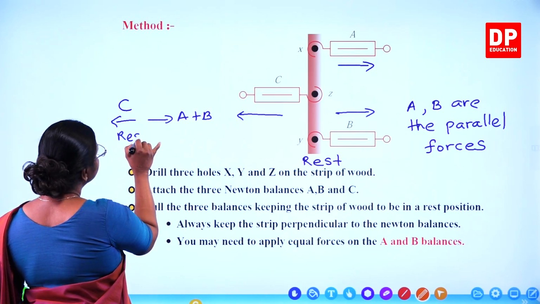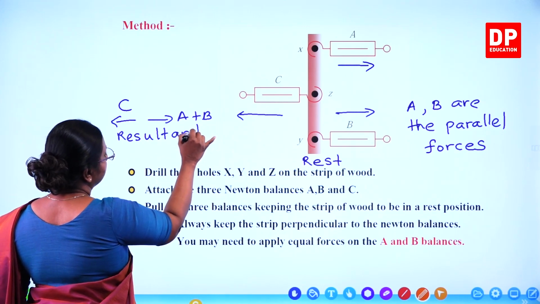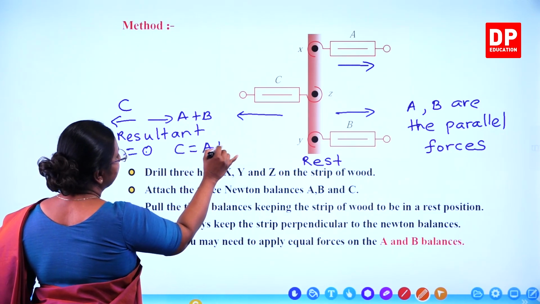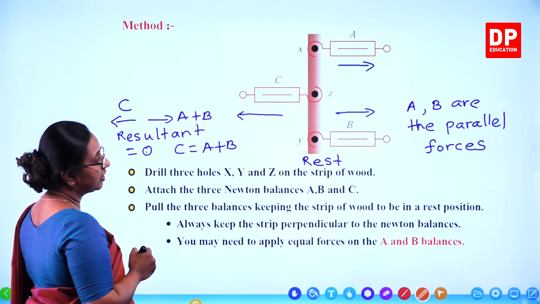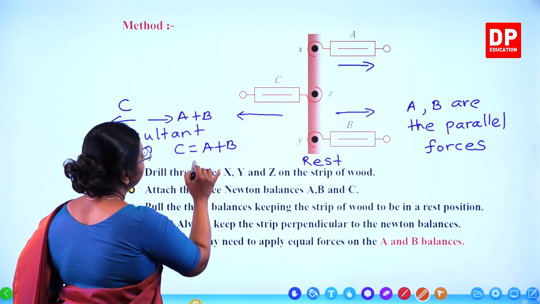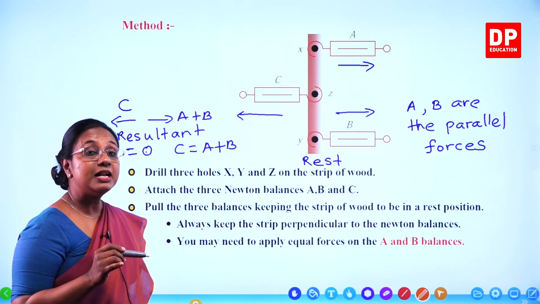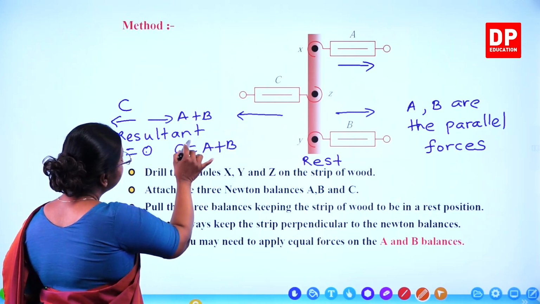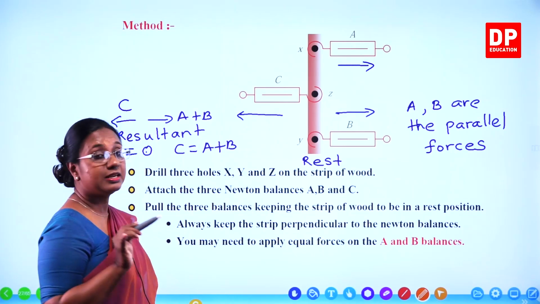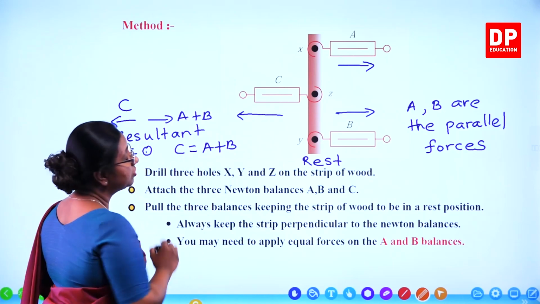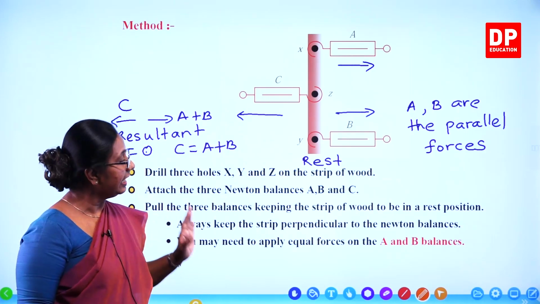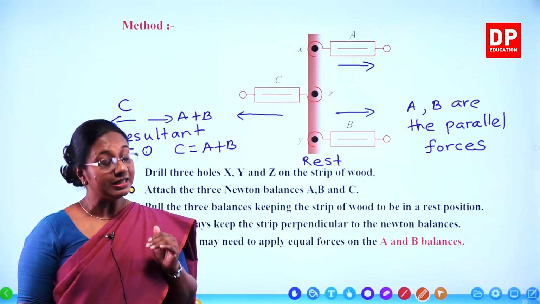But the resultant equals 0. Why? C will be equal to A plus B. That is why the object, the strip of wood, is at rest. So that is how we are trying to find the resultant of A plus B. You know the reading of C, and because the strip of wood is at rest, the resultant is 0. That means C is equal to A plus B. So now you have understood the activity clearly. We will try to do this activity in the lab.